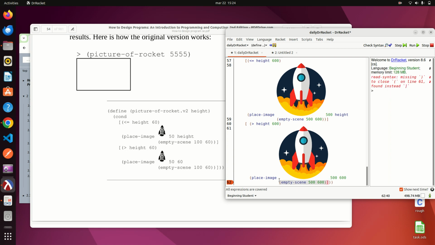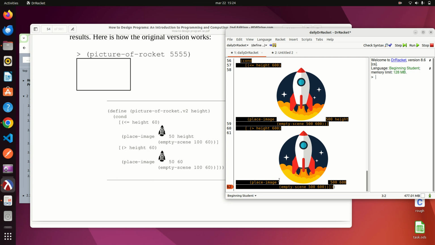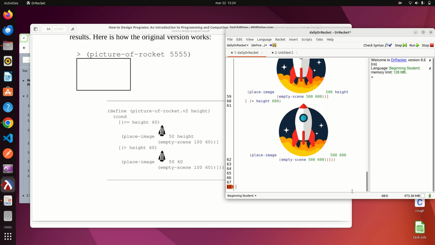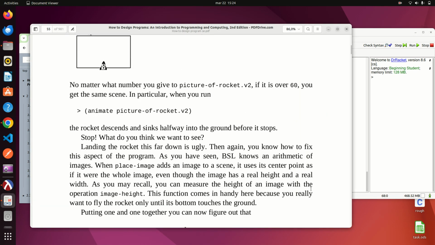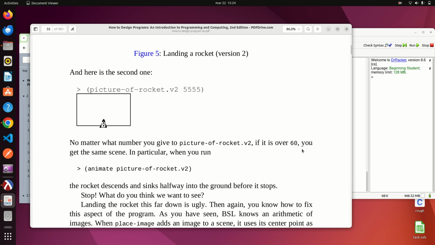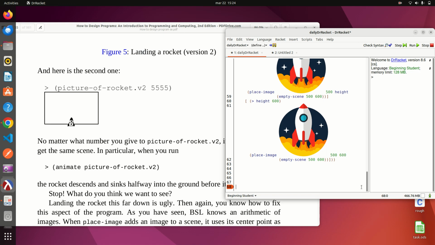Missing syntax. Yeah, I need to call the function actually. How did they? Picture of rocket. I'll copy paste the function name.